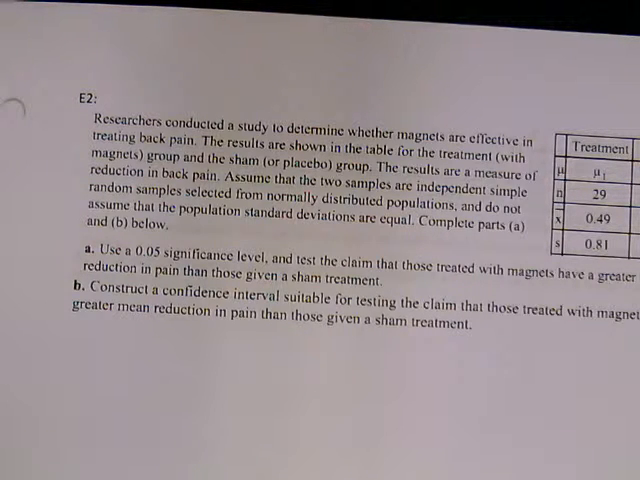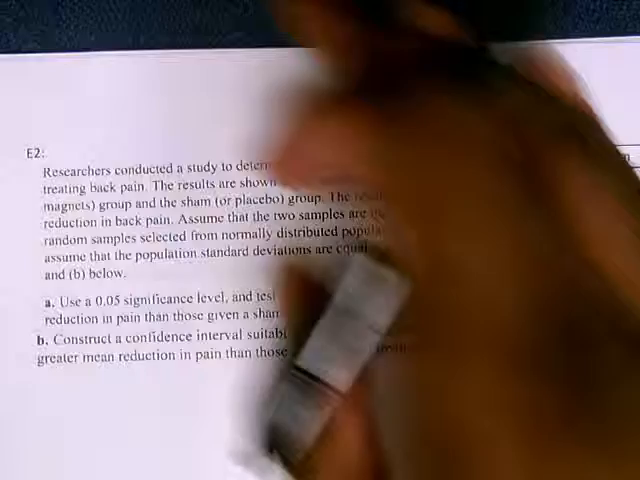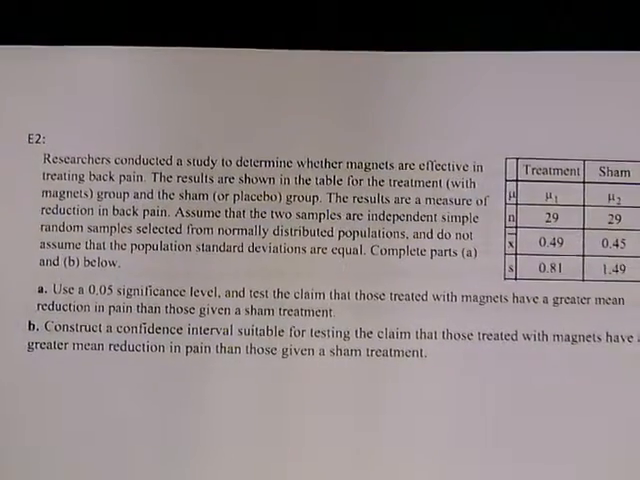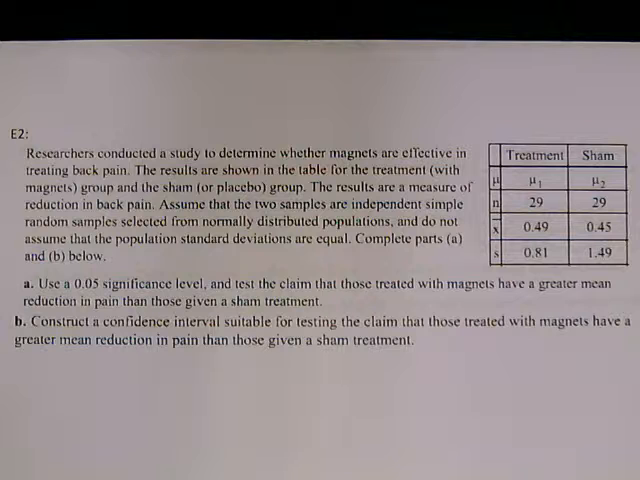Okay, take a look at example E2. Researchers conducted a study to determine whether magnets are effective in treating back pain. The results are shown in the table for the treatment with magnets group and the sham or placebo group. The results are a measure of reduction in back pain.